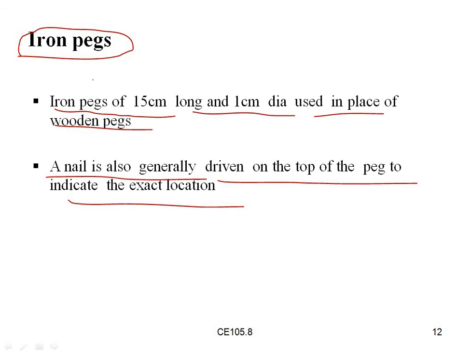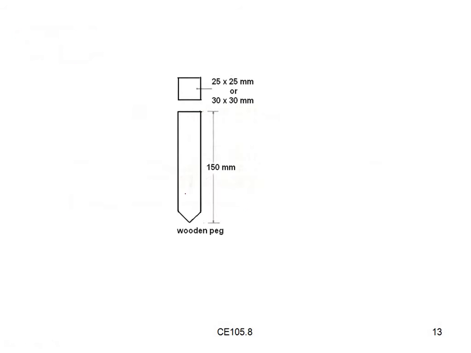So on the iron pegs we will keep a nail so that we can easily identify the location. This is a wooden peg. On the top you will be fixing a nail. And this length is 150 mm, and this is 25 by 25 or 35 by 30.